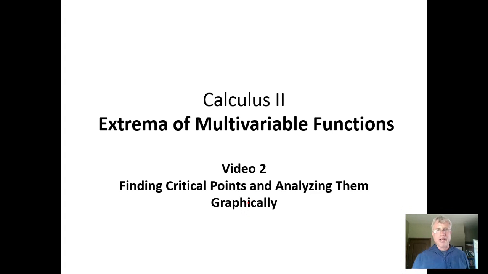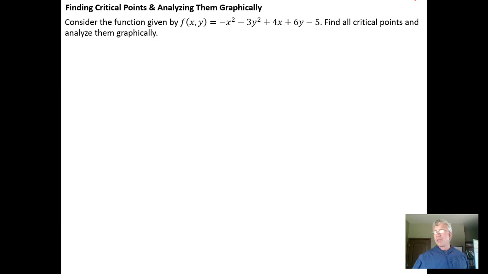So in this video we're going to find and then analyze graphically the critical points for a function of two variables to see if we have a relative minimum or maxima. So here's our function of two variables, and we want to determine whether it has a relative minimum or maximum. So we're going to find the critical points, and then we'll graphically analyze the critical points to see if we have a relative minimum or maximum. We'll do an algebraic technique for doing the same thing in a future video.